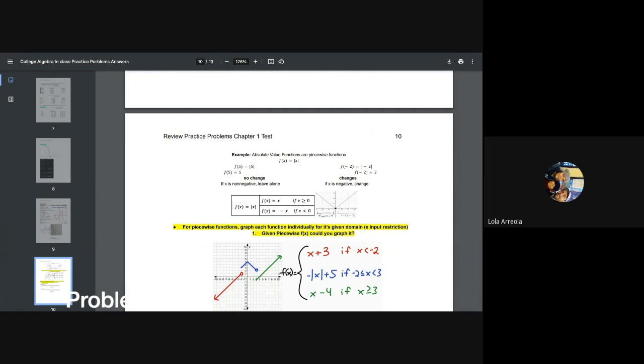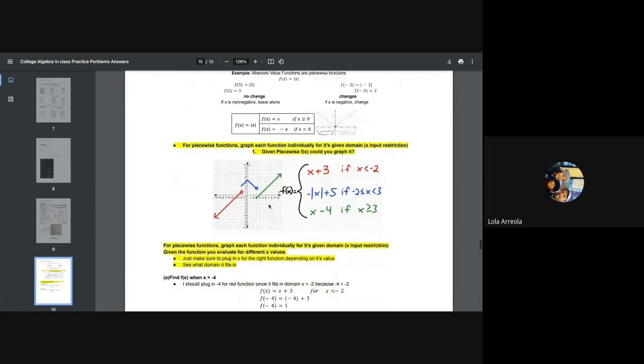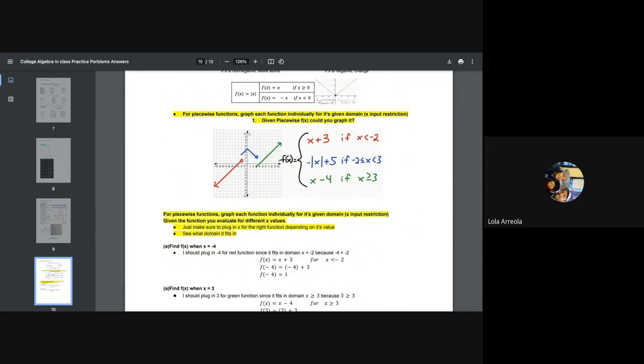Okay, the only thing you need to understand for this is which graph you're evaluating, which function you're evaluating for. So let's say I gave you a piecewise. What is a piecewise? It's just a function made up of different functions. Okay, it shouldn't scare you.